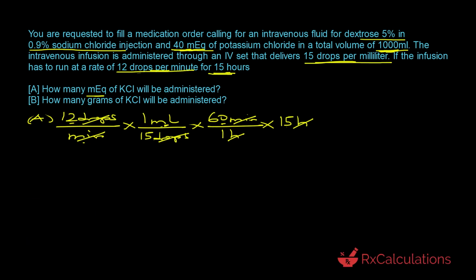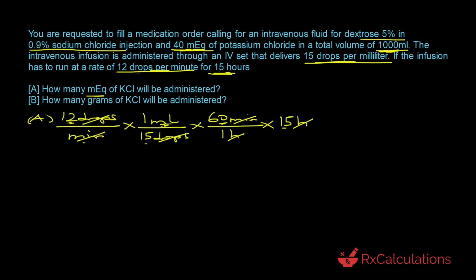So if you multiplied 12 by 1, by 60, and by 15, and then divided by 15, it will give you the volume that has been administered. So the volume, if you did a quick calculation along with me, will be 720. So we have given the patient 720 milliliters of the IV infusion at this point in time, which means we have not given the entire 40 milliequivalents.